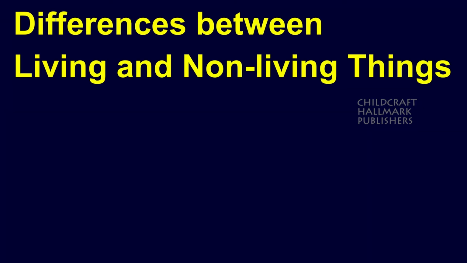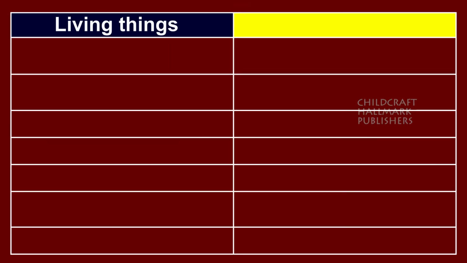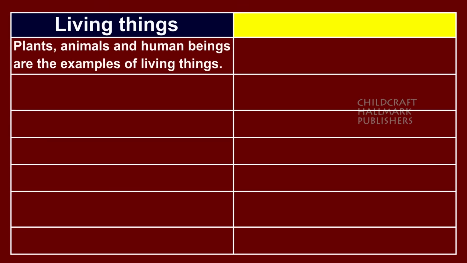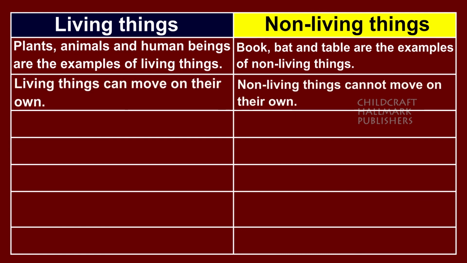Differences between living and non-living things. The following table gives the differences between living and non-living things. Living things. Plants, animals, and human beings are the examples of living things. Non-living things. Book, bat, and table are the examples of non-living things. Living things can move on their own. Non-living things cannot move on their own.